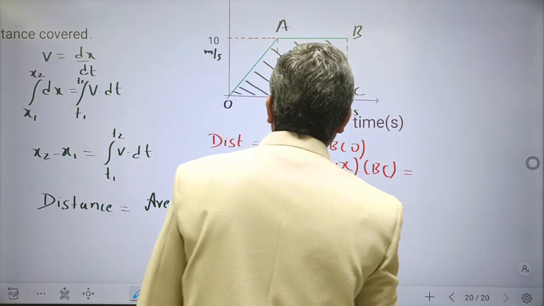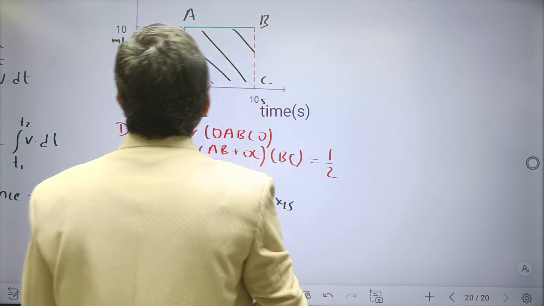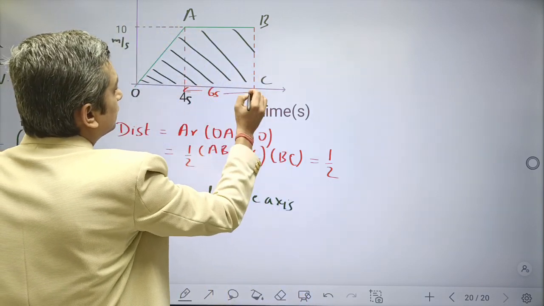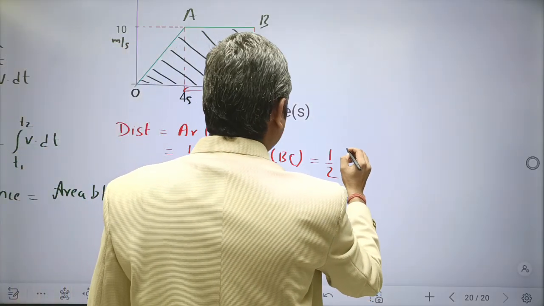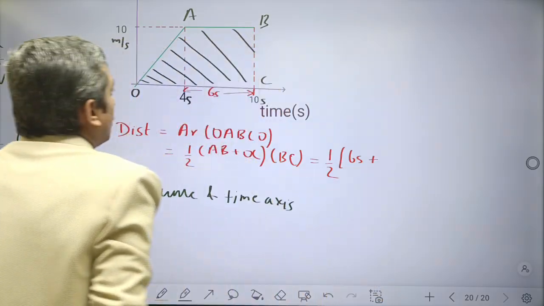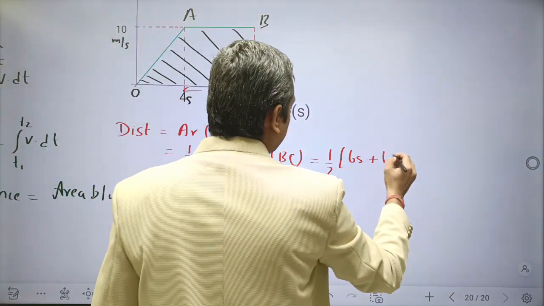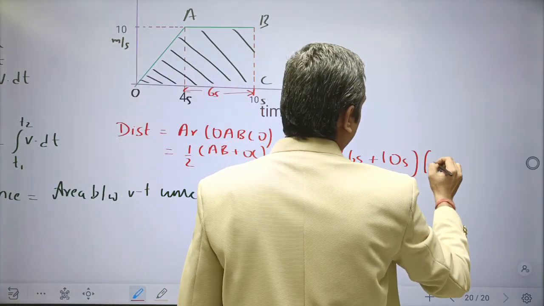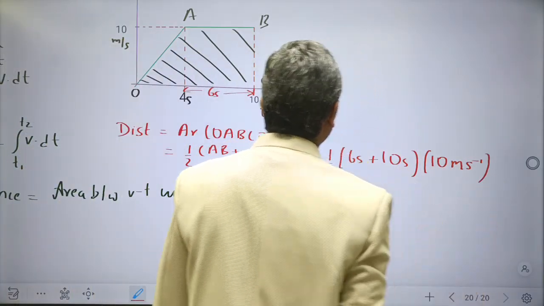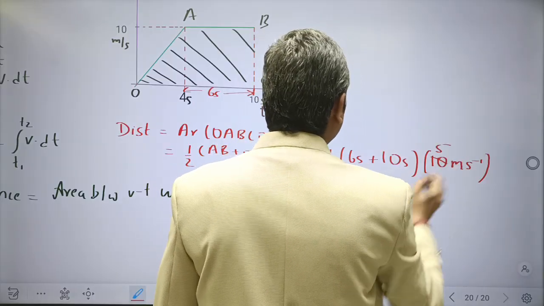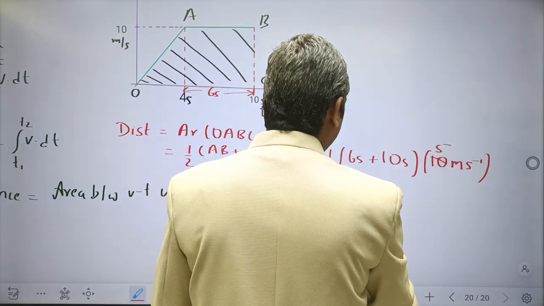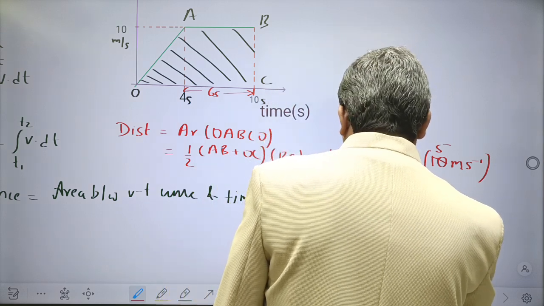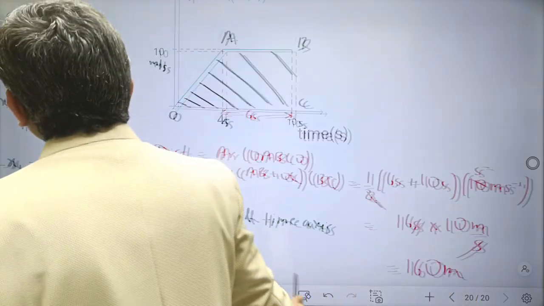So on solving this, you will get 1 by 2 AB. AB is given by this value. So this value is 6 seconds. So this is 6 seconds plus OC is 10 seconds. And what is BC? This BC is 10 meter per second. So on solving this, 2 ones are 2, 2 fives are 10, so this will be 6 second plus 10 second is 16 second multiplied by 10 meter per second. Second cancel, and this will be 160 meter. So this is the answer, isn't it?